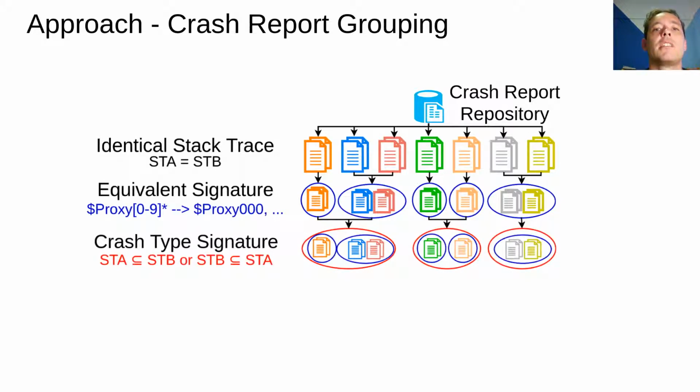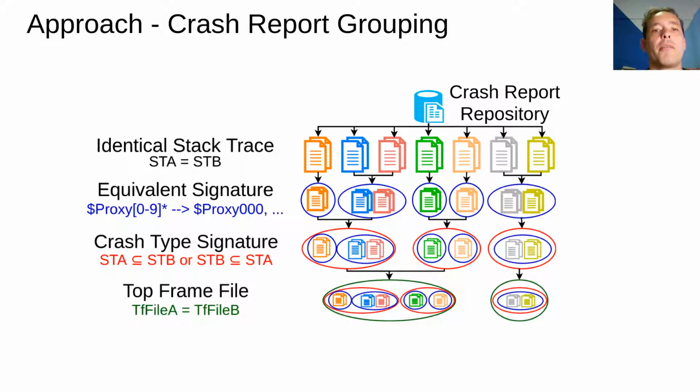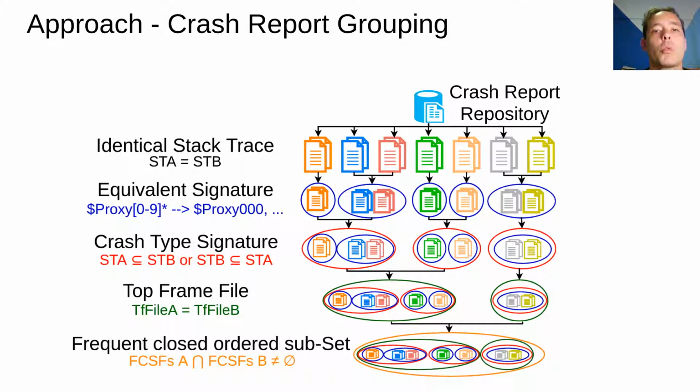Crash type signature groups 2 sets A and B when all of A's stack trace frames are present in the same order in B's stack trace. Top frame file correlates groups when they have the same qualified file name in the innermost frame of the call stack. Frequent closed ordered subsets take into account whether 2 groups of crash reports have at least one common frequent closed sequence of frames.